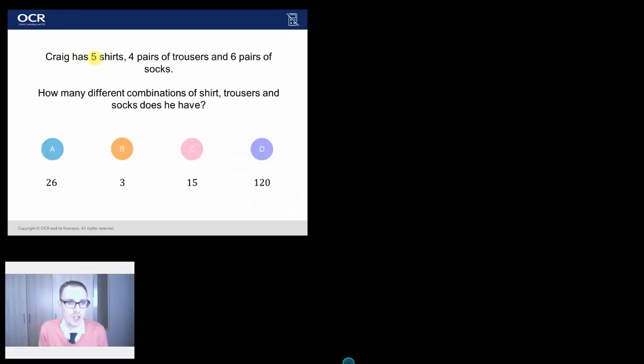Craig has 5 shirts, 4 pairs of trousers and 6 pairs of socks. Lucky man. How many different combinations of shirts, trousers and socks does he have? Now, it's almost kind of like a logic problem, this. And the actual topic itself's got a couple of names. Strategic listing strategies is one of them. Sounds a bit posh. Product rule for counting is another. I don't know. I just kind of call it combinations.